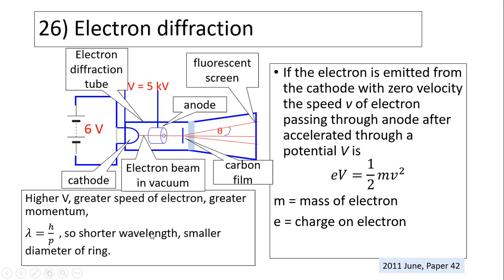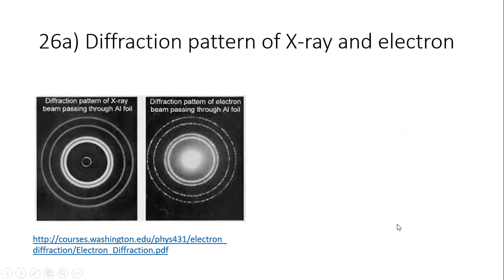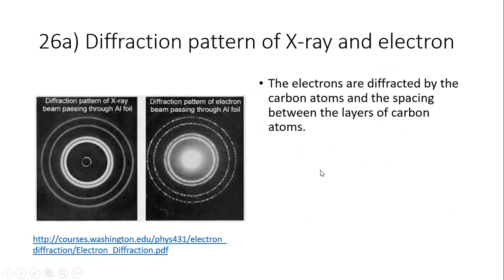So you have a shorter wavelength. From de Broglie's equation, greater momentum, smaller wavelength. So the smaller the diameter that you see on the screen. Just refer to the note that I just gave you. Shorter wavelength, so the diameter becomes smaller also. That is the pattern that we see.